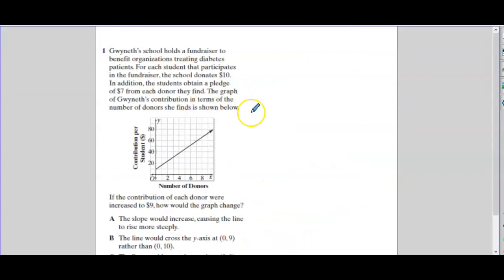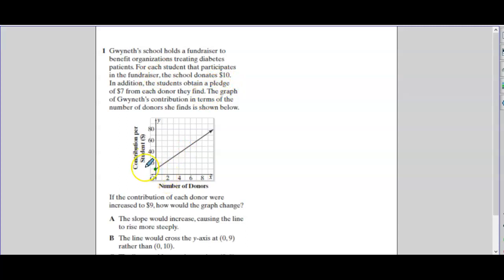Now let's take a look at a couple more here. We'll do Gwyneth and then we'll pick one more from the next set to do here really quick. If we look at Gwyneth, she's talking about a school fundraiser benefiting the organization treating diabetes patients. For each student that participates in the fundraiser, the school donates $10. So that's where we're starting here.